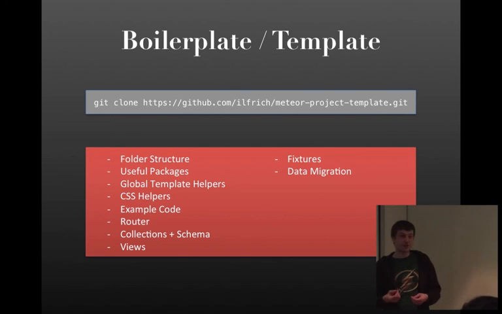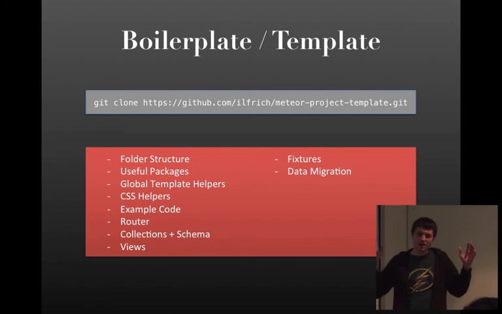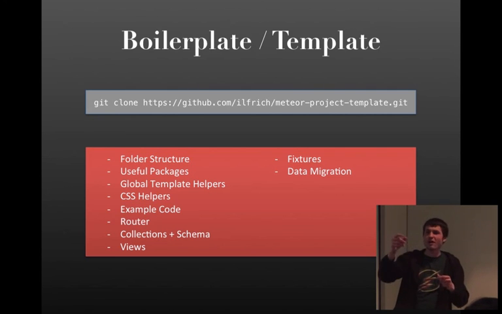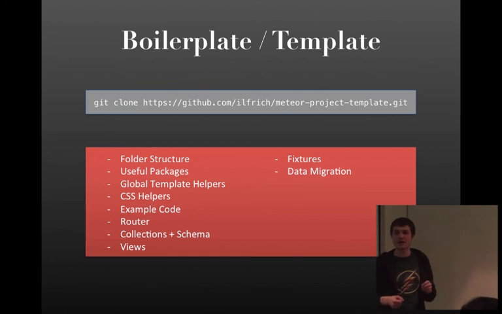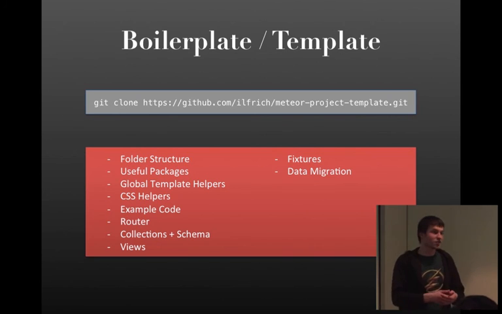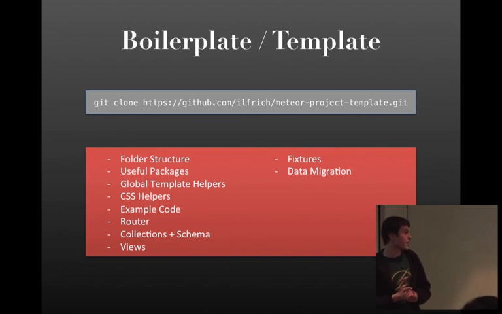Real functionality comes in with global template helpers and CSS helpers, where I try to say, okay, I always have this form, and you have a form value that's required, and you have the red star right next to it. Why not just write a CSS class that does everything for me, and just add that and never have to worry about it anymore?